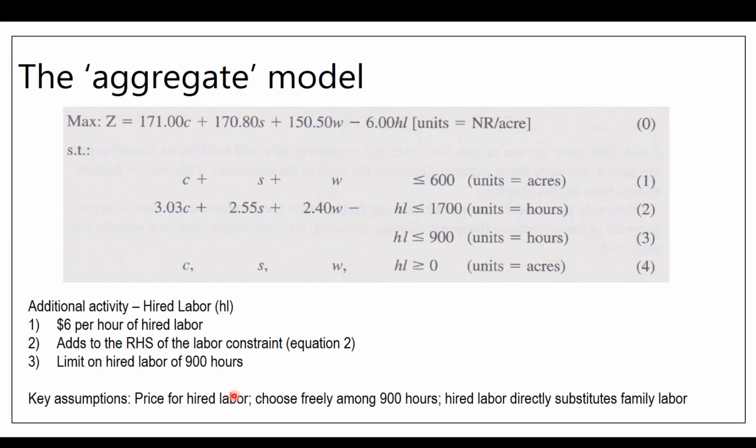The key assumptions here: the price that we include for hired labor, the addition of this additional activity, and the idea that there are 900 hours, and it doesn't matter where we want to use them, we can. And then, of course, the big one is that it directly substitutes for family labor. Do we believe that to be the case? Is this labor complement, the 1,700 hours that are being required, sort of low skill or low training labor, so that there's no investment or skill requirement training to make the hired labor the equivalent of the family labor, which is often an issue, right?